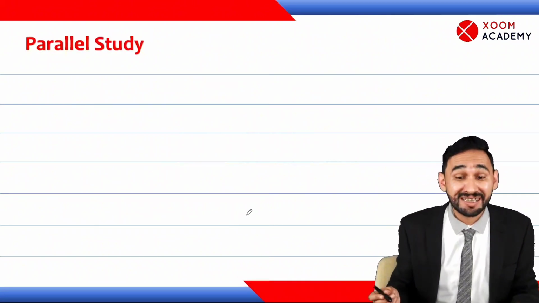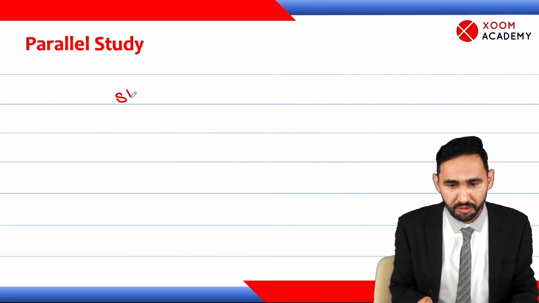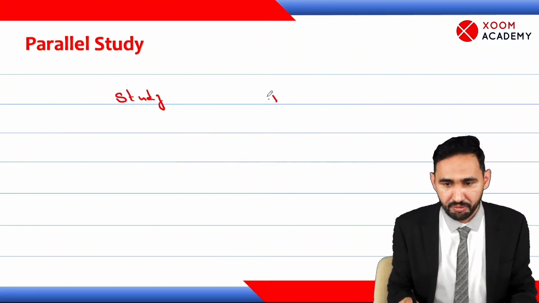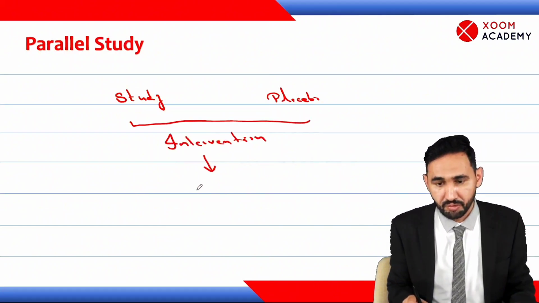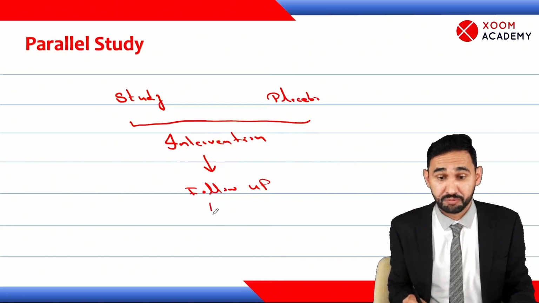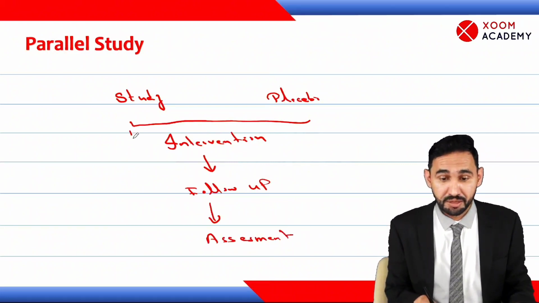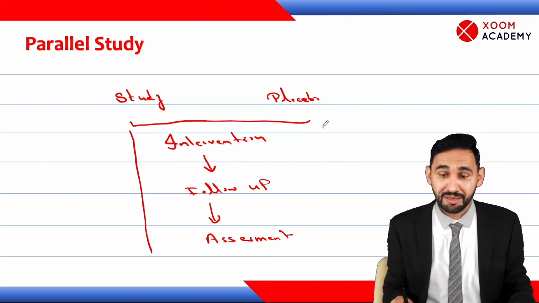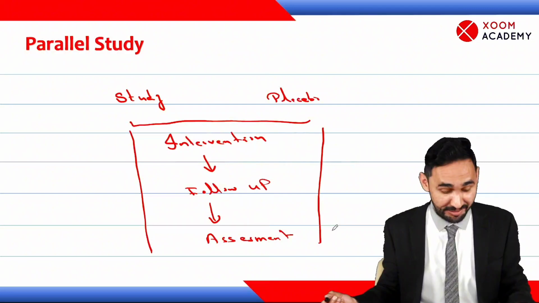So we can do parallel trial, a parallel study. There are two groups. We already know this, study and placebo. We do interventions. We'll do follow up. We'll do assessment on both the groups. We study them parallel. They are not switched over. This is parallel study. This is comparatively easy.